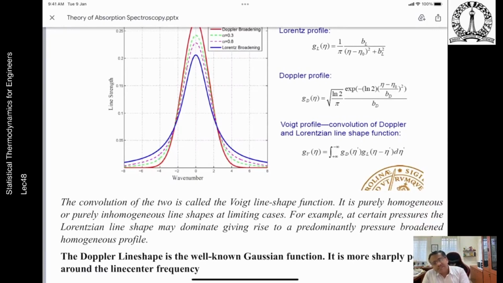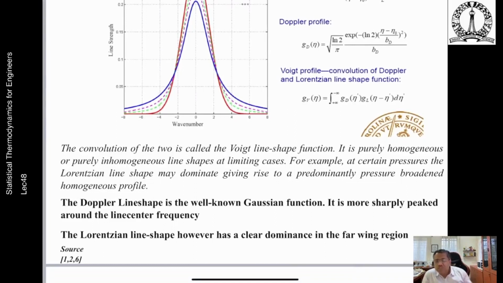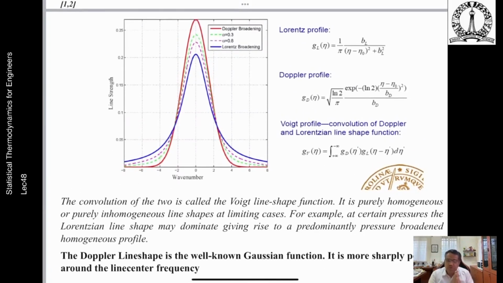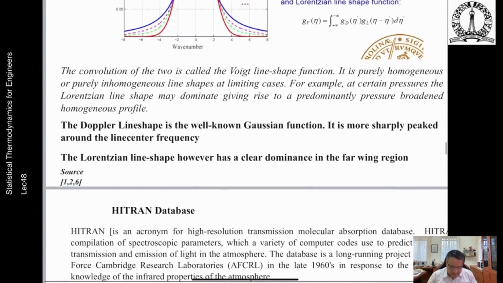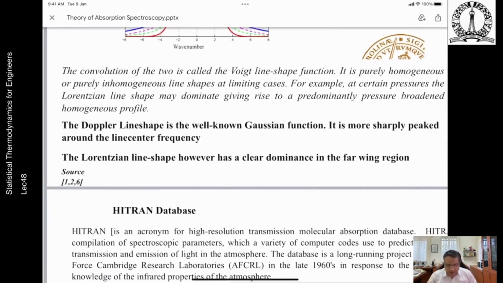For example, at certain pressures, the Lorentzian line shape may dominate, giving rise to a predominantly pressure-broadened homogeneous profile, whereas the Doppler line shape, which is given by the well-known Gaussian distribution, is more sharply peaked, as you can see over here. It is more sharply peaked along the line center frequency, right? So the Lorentzian line shape has a clear dominance in the far wing region.